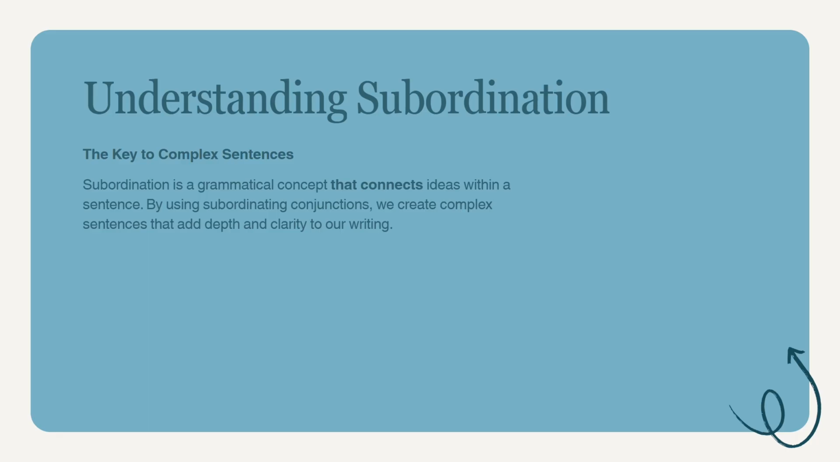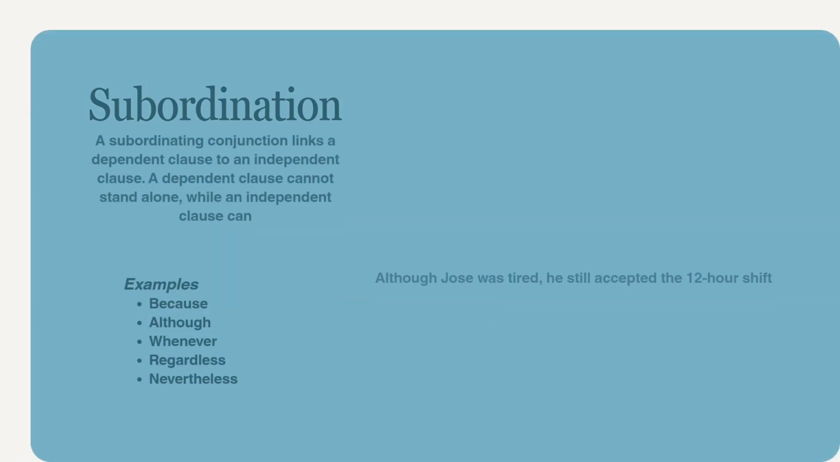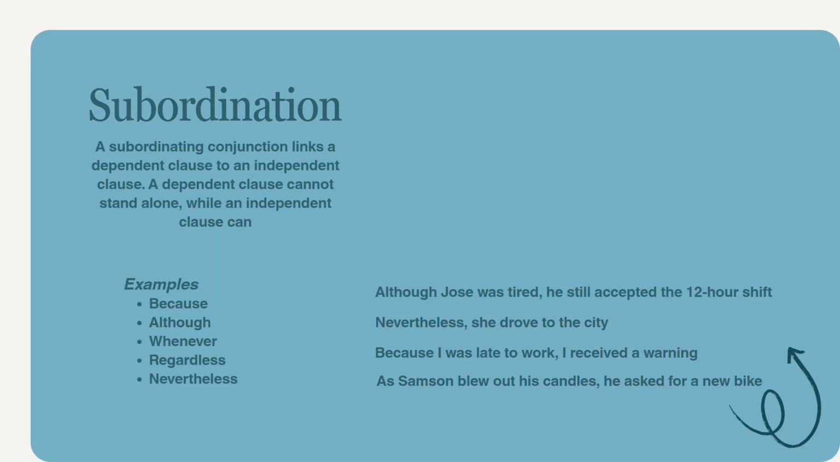To better understand what a subordinating conjunction is, it is a grammatical concept that connects ideas within a sentence. This will help you have more complex sentences, and add more depth, more professionalism, and clarity to your writing. A subordinating conjunction links a dependent clause to an independent clause. A dependent clause cannot stand alone, while an independent clause can.